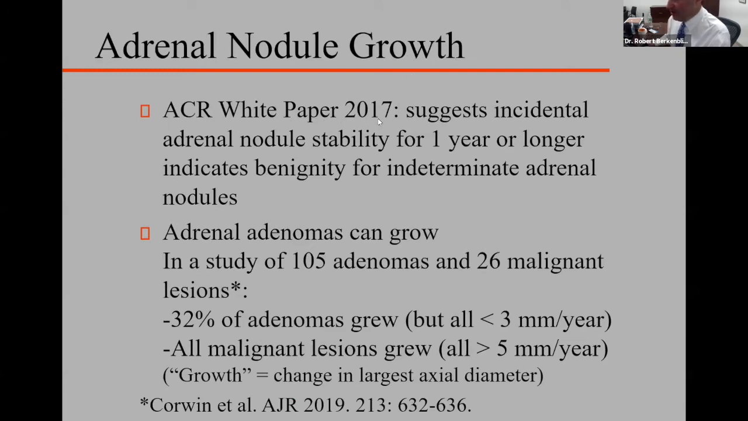The ACR white paper in 2017 suggests that incidental adrenal nodule stability for a year or longer indicates benignity for indeterminate adrenal nodules. Adrenal adenomas can grow. In a study of 105 adenomas and 26 malignant lesions, about a third of the adenomas grew, but all grew less than 3 millimeters per year. All malignant lesions grew, but all grew greater than 5 millimeters per year. And growth is defined as change in the largest axial diameter.